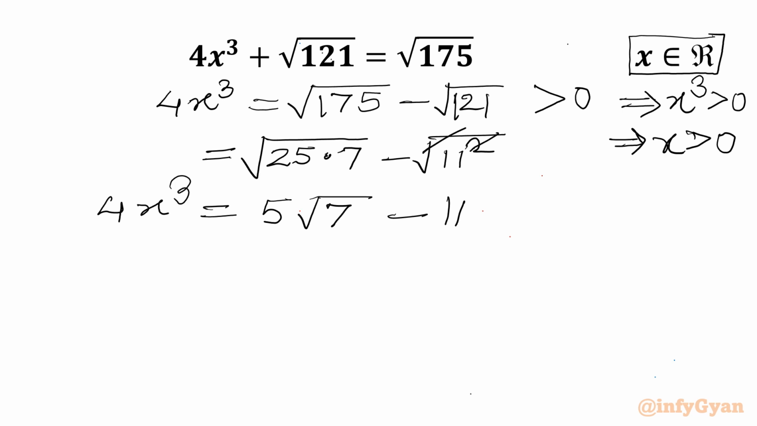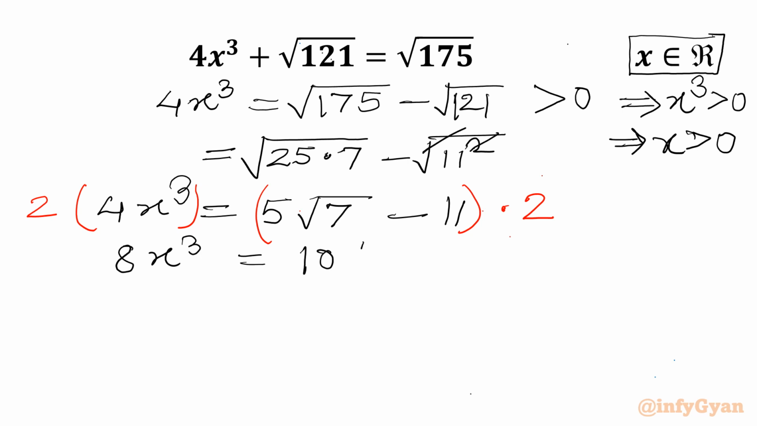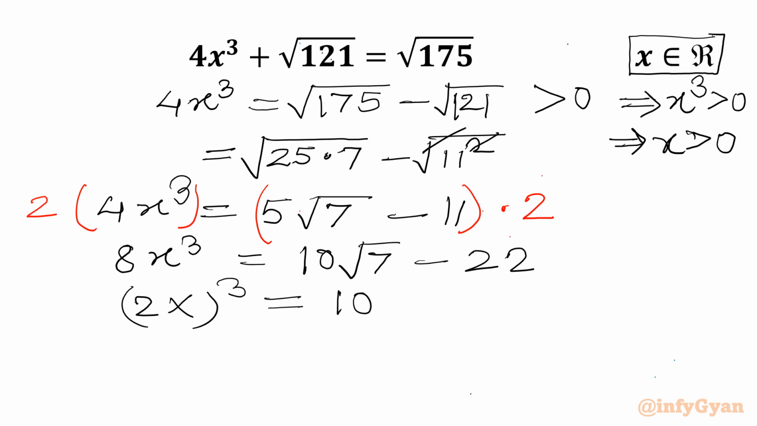Now let us multiply both sides by 2. So I will be writing here 2 times, so I will multiply here also by 2. So I can write LHS as 8x cube equal to 2 times 5, 10 root 7 minus 22. Or I can write 2x whole cube equal to 10 root 7 minus 22.